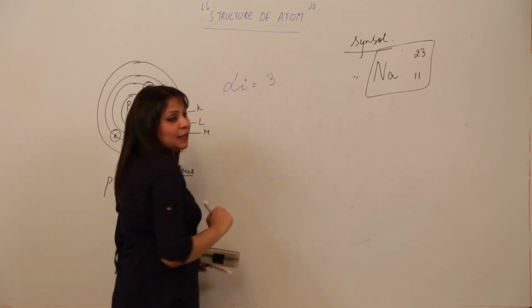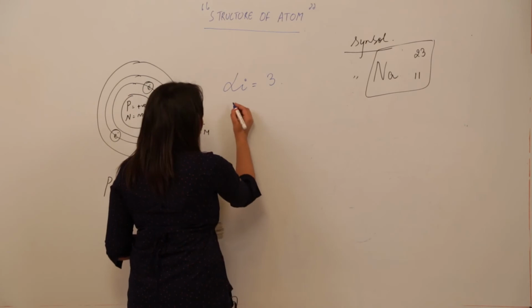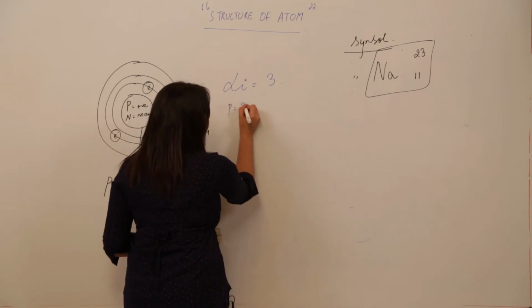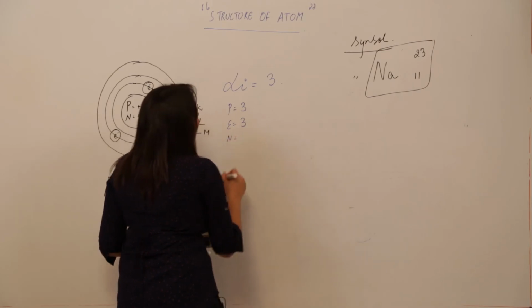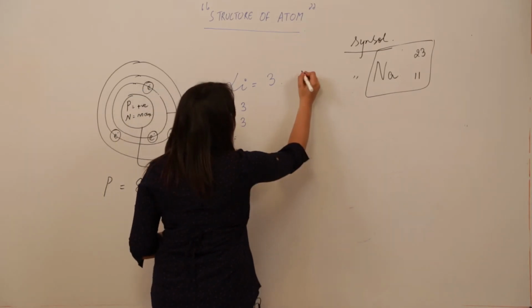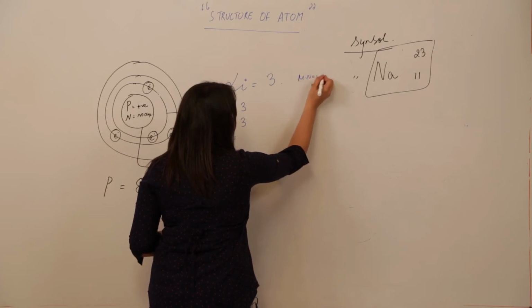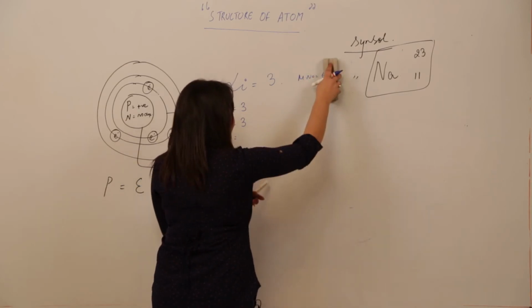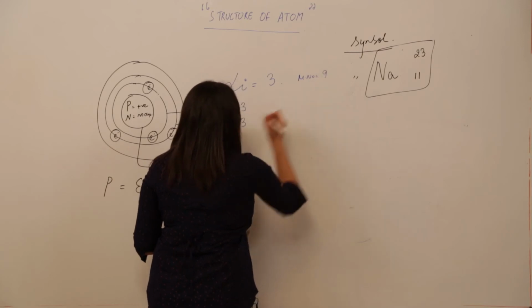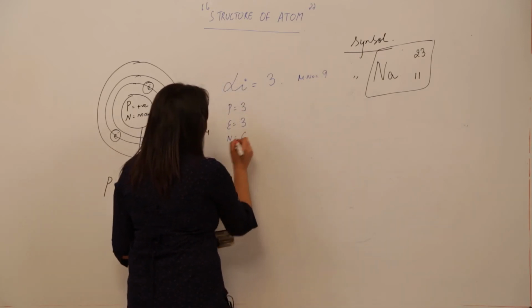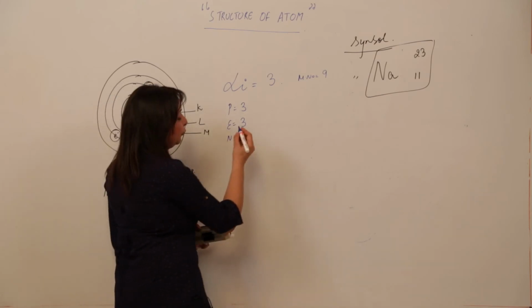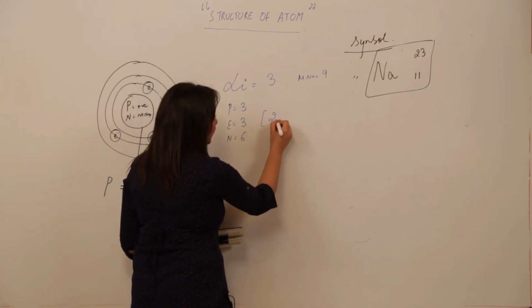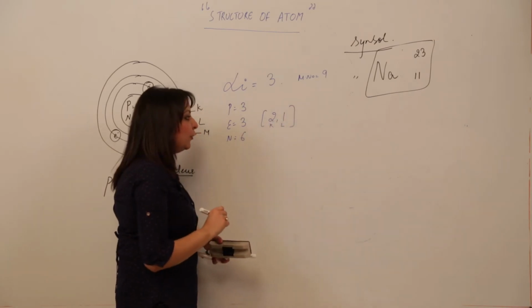So lithium's atomic number is 3. So number of protons 3, number of electrons 3, and its mass number is 9. So how many neutrons does it have? 6, right? So now we will be making an atomic model for it. Before that, we will write the electronic configuration. Now you know how to write K and L, right? Now we will make a model.